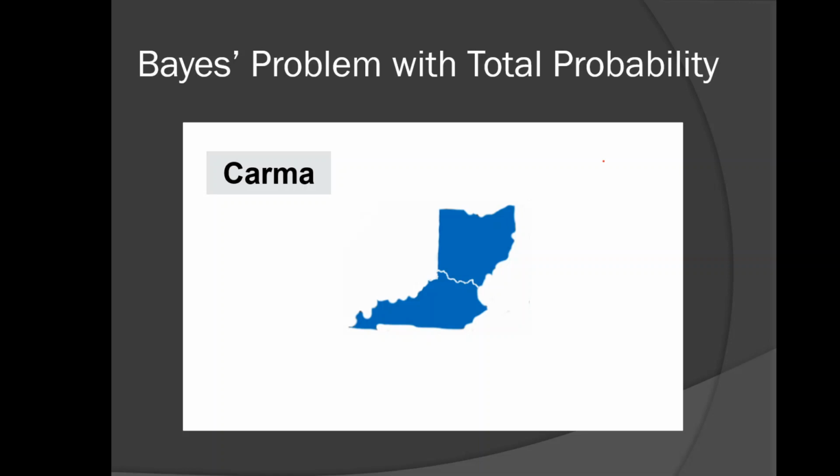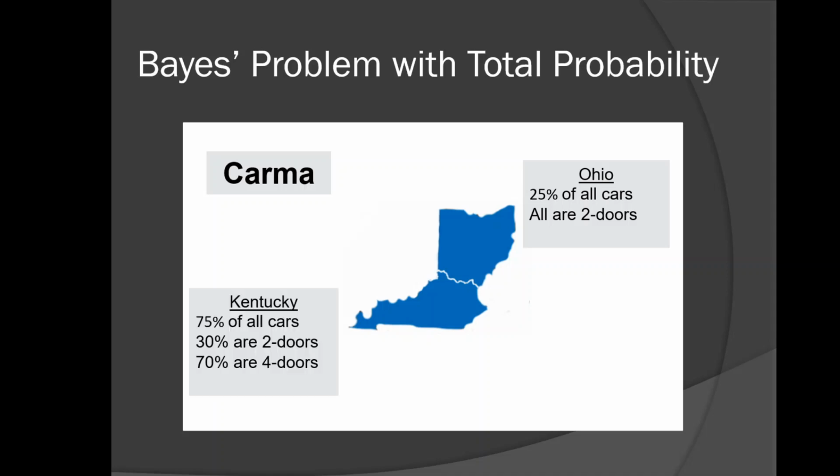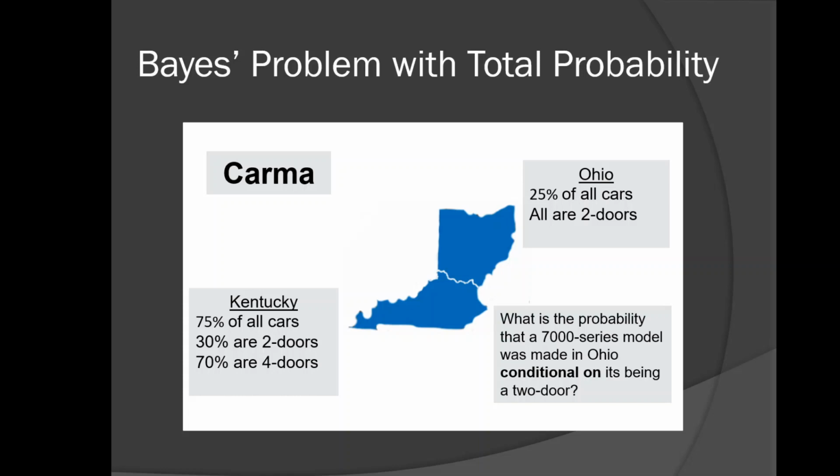So let's run through those numbers one more time. Here's Kentucky and Ohio, where Karma has two plants. The Ohio plant makes 25% of all of the 7,000 series cars, and all of the ones made in Ohio are two-door cars. The Kentucky plant makes 75% of all of the 7,000 series cars. 30% of them are two doors, but 70% of them are four doors. So here's our question. What is the probability that a 7,000 series model was made in Ohio, conditional on its being a two-door car?